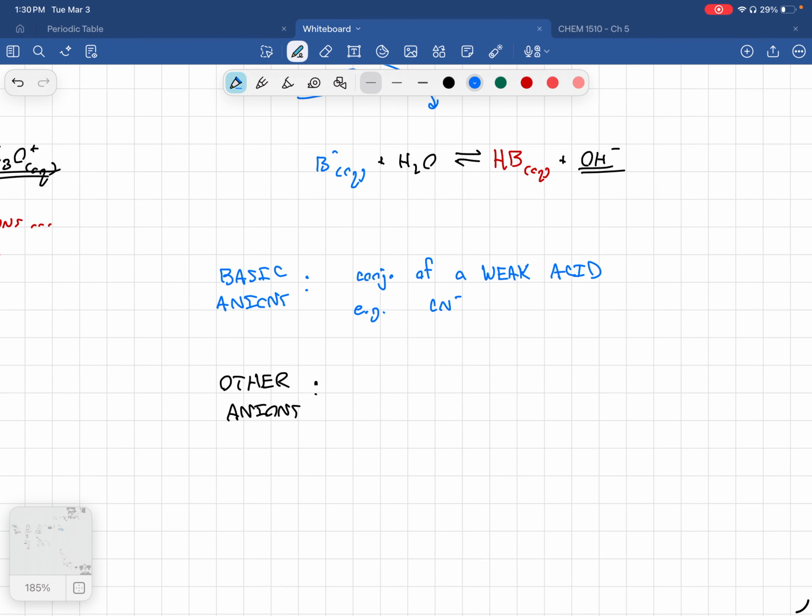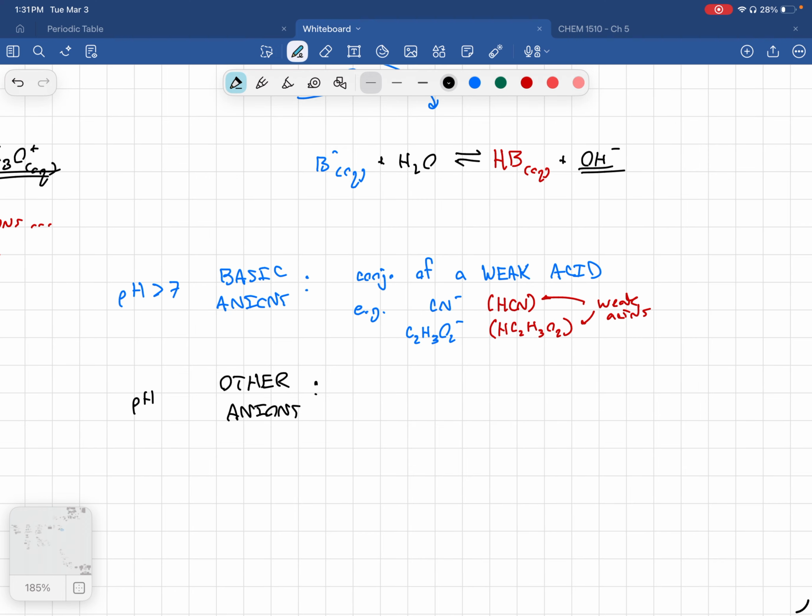CN minus, because its acid form is HCN. Or acetic acid, so acetate, C2H3O2 minus, and its acid form is HC2H3O2. These are both weak acids, okay? So they will lead to, by the way, a pH greater than 7.